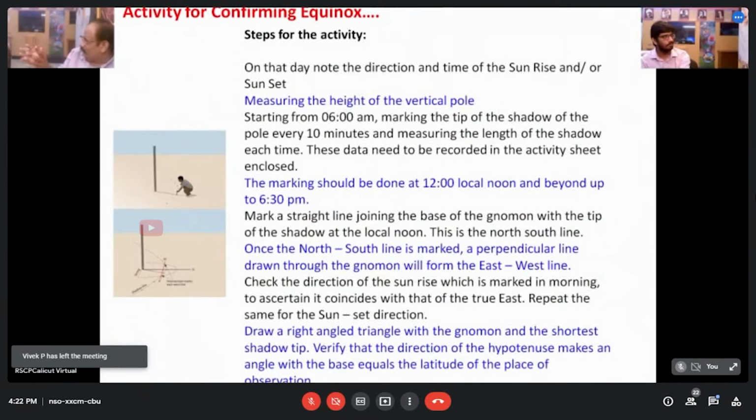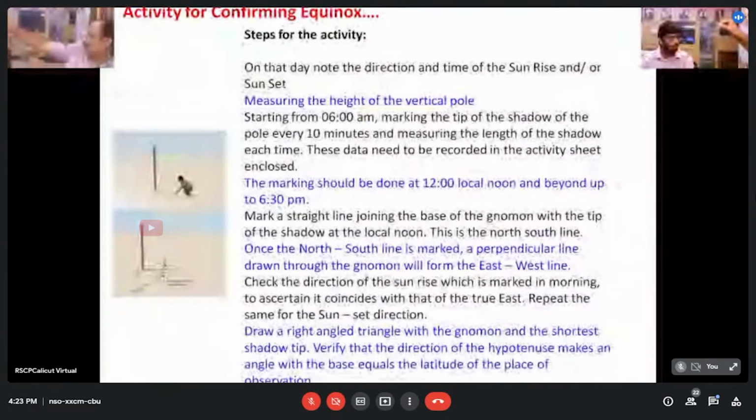For 1 hour, somebody can do it, for another 1 hour, a second person, so everybody will be enjoying. Every 10 minutes, you take the chalk piece and mark the end of the shadow that the vertical pole forms. Instead of measuring with a scale each time, from the base, where the shadow is ending, you put a cross and put the time there. The length of the shadow you can measure afterwards also. So you continue that until the sun is at the highest point.